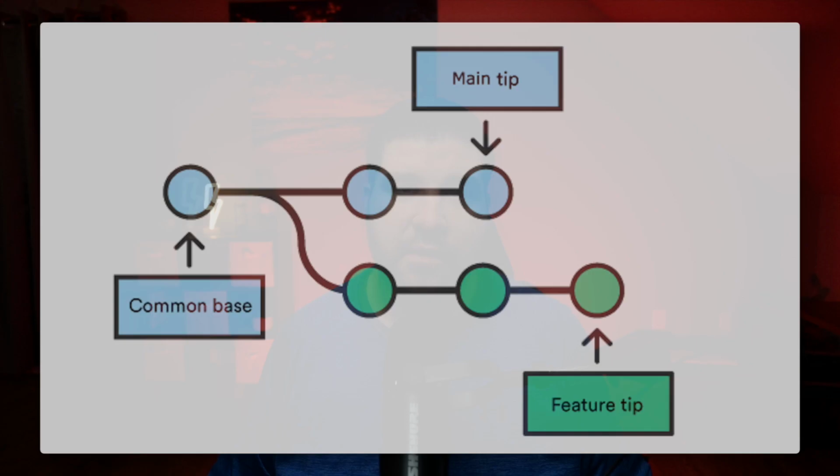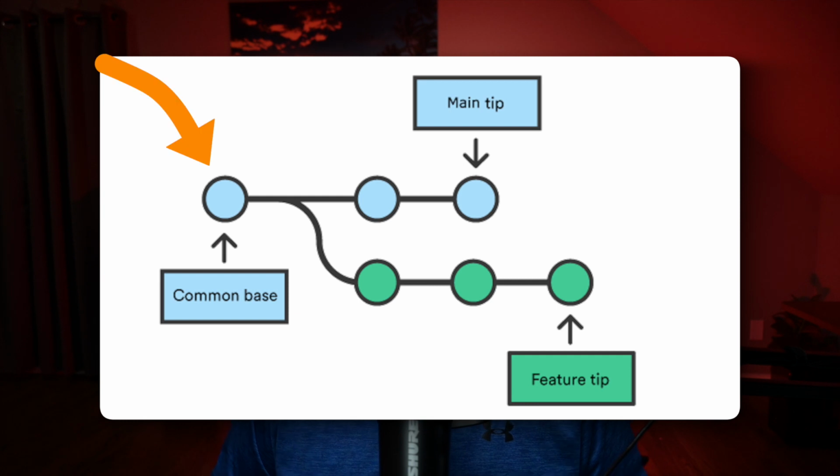So first off, what is a merge conflict? Well, to answer that, let's talk about what a merge is first. A merge is when you combine two branches in Git. So for example, merging a feature branch back into the main branch. A merge conflict happens when the same line of code has been changed in both the main branch and the feature branch. There are three parts to a merge conflict.